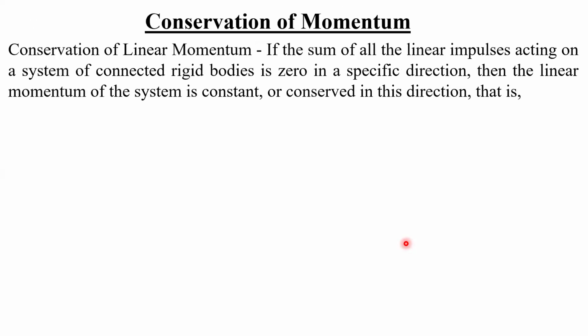Conservation of momentum. Conservation of linear momentum. If the sum of all the linear impulses acting on a system of connected rigid bodies is zero in a specific direction, then the linear momentum of the system is constant and conserved.